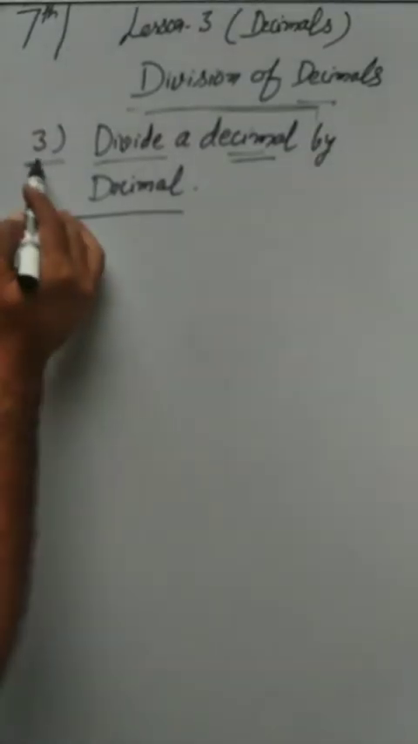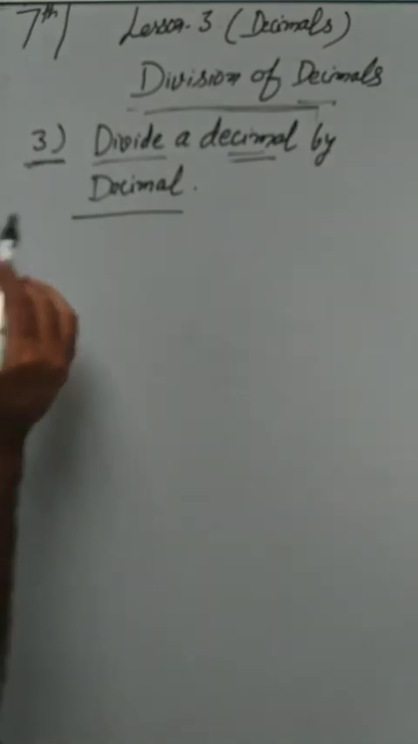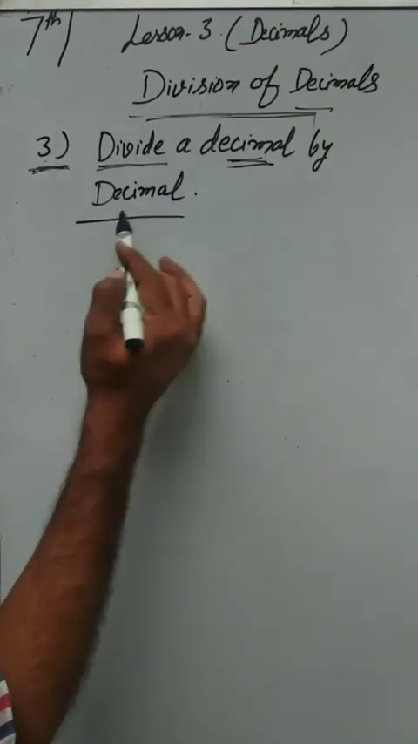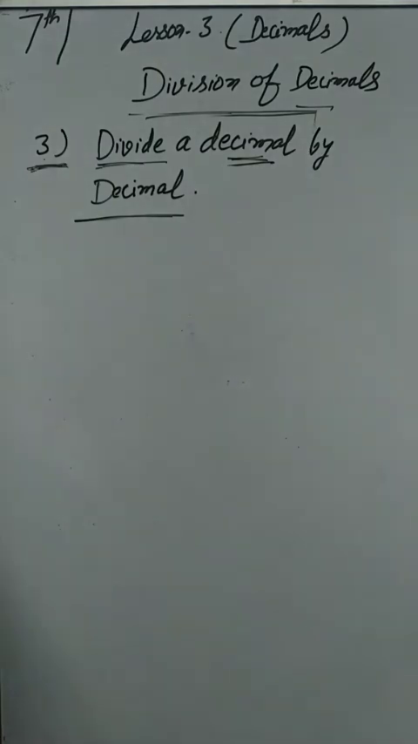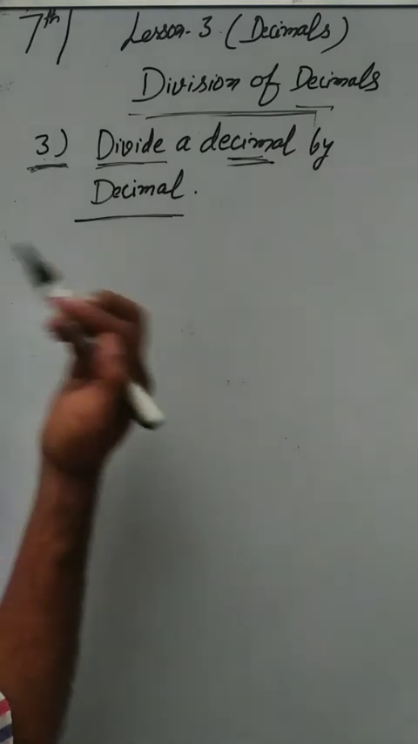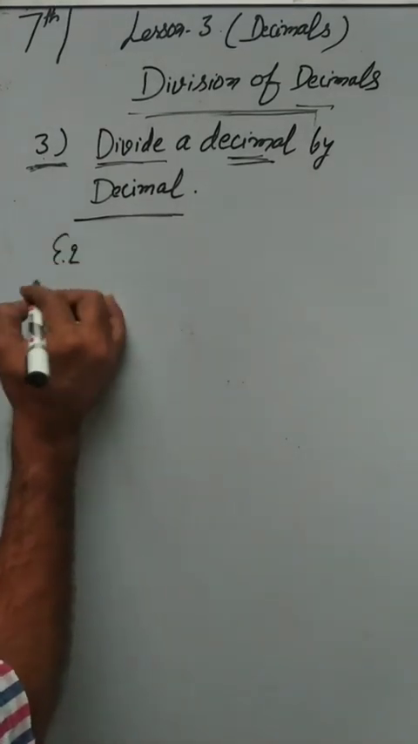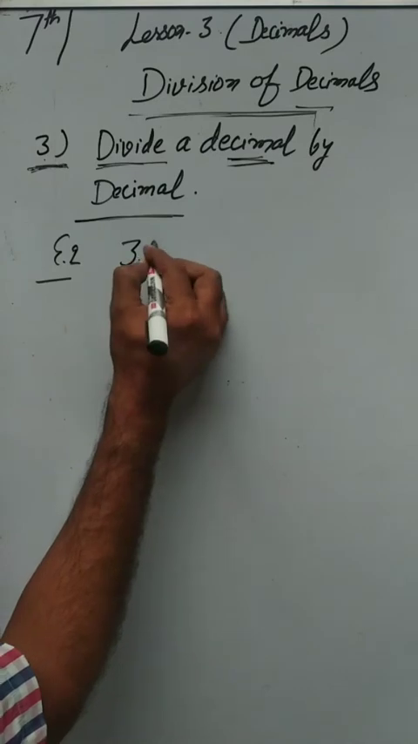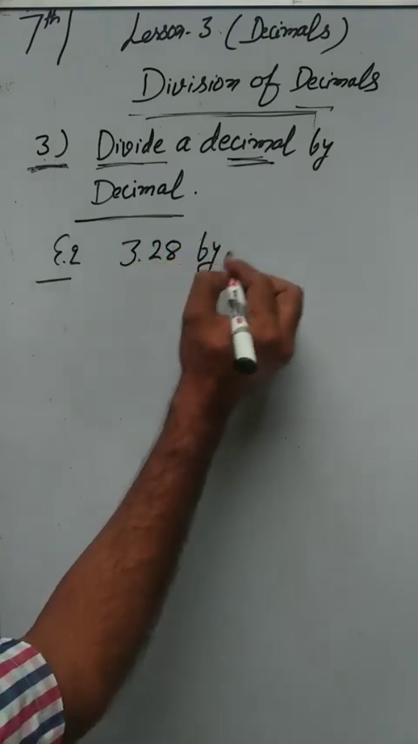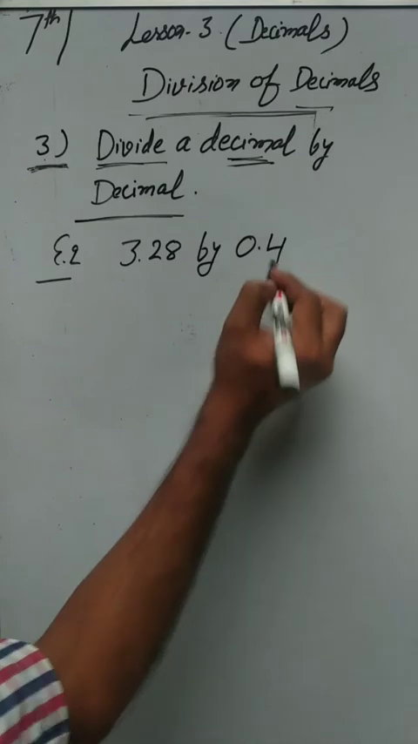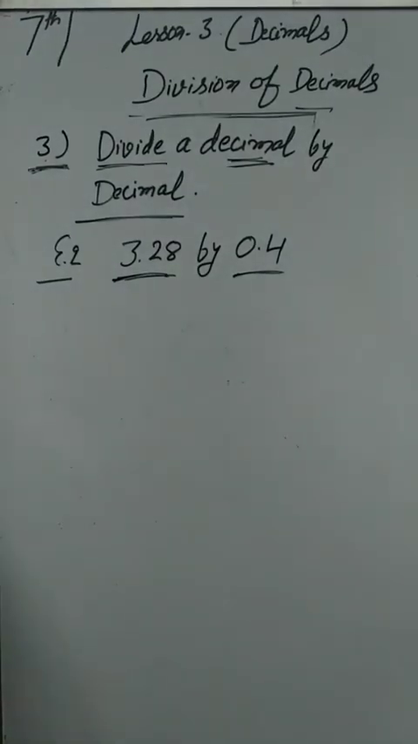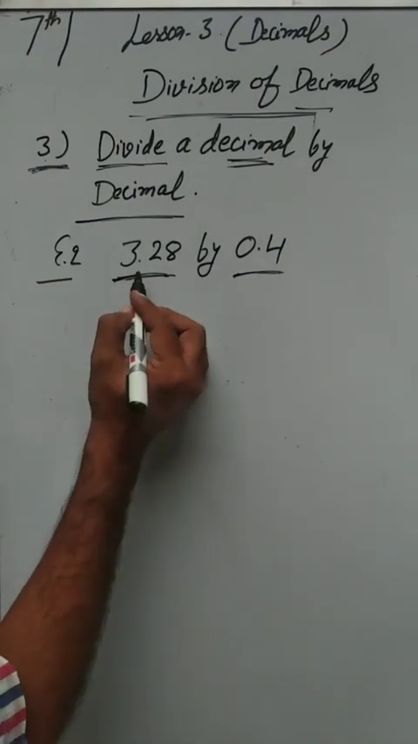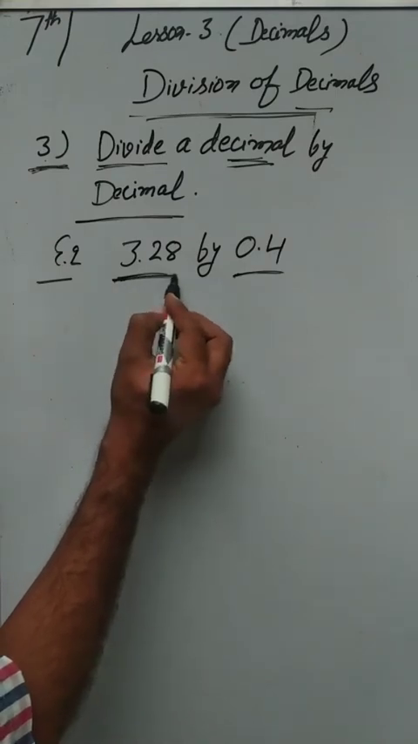Yes, beta, in division, the last type of sum is to divide a decimal by a decimal. Means when both numbers are in decimal. Okay, for example, I want to divide 3.28 by 0.4. Beta, when both the numbers are in decimals, then what to do? Firstly, change the decimal into a fraction.